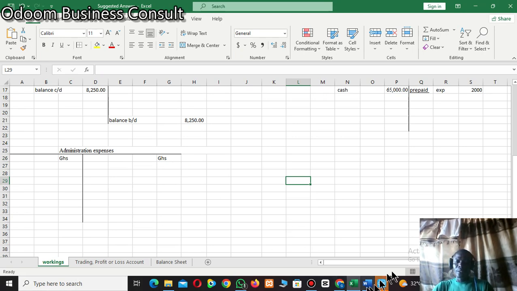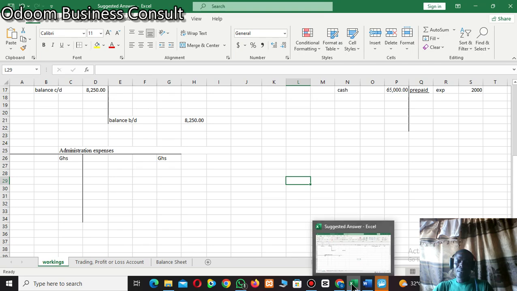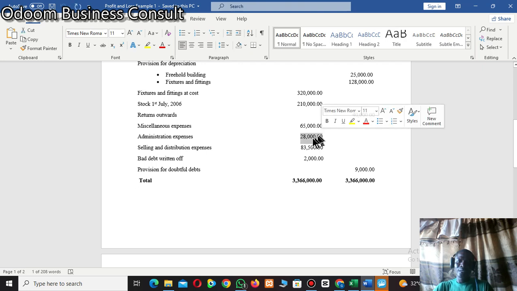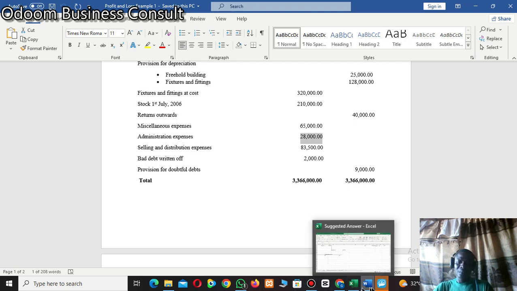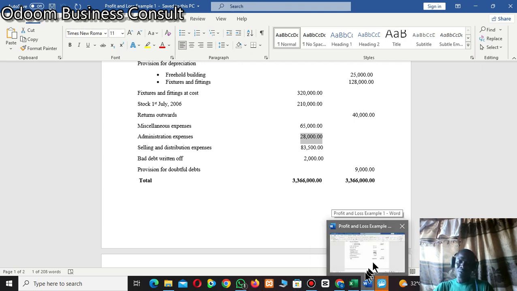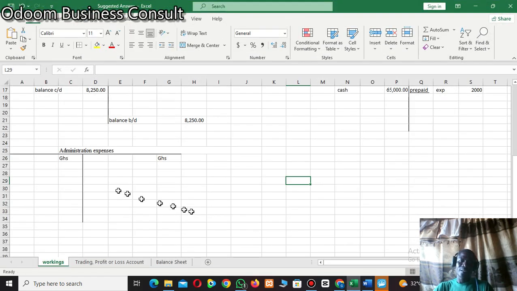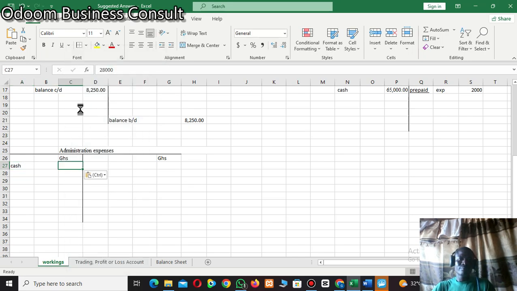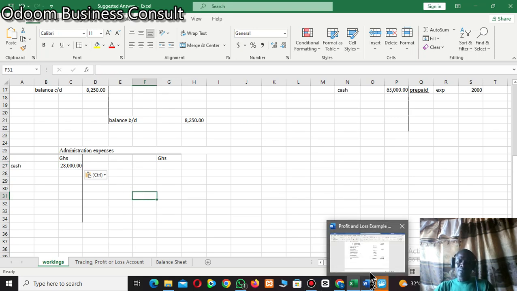Okay, now let's go back to the question. So here, what has been paid for is what? 28,000. So here it will be cash or bank, but I prefer using cash. If you use bank, you are not wrong, because the question didn't specify the mode of payment. So here we write cash. So the amount is how much? 28,000.